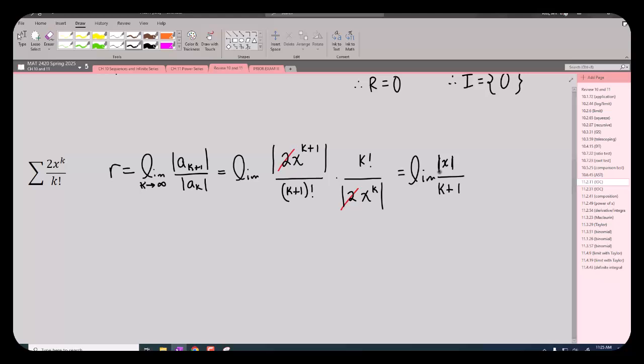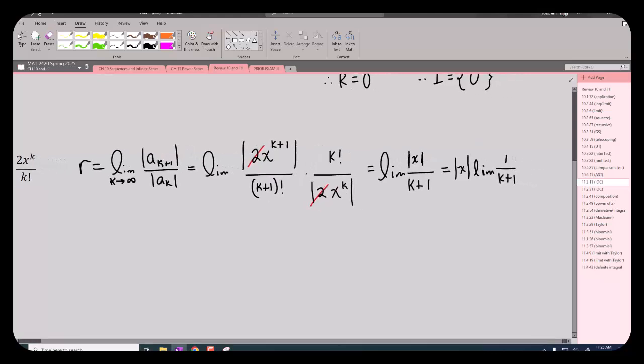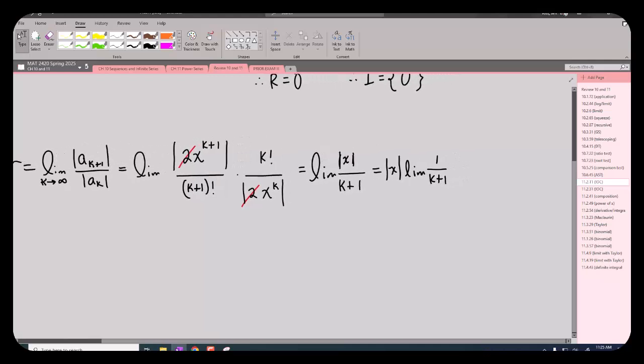All right. Anything that doesn't have a k in it can come to the front. So we have absolute value of x times limit of 1 over k plus 1. And what is that limit as k goes to infinity? 0.